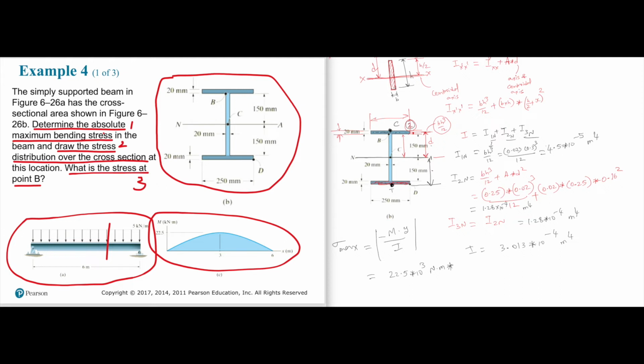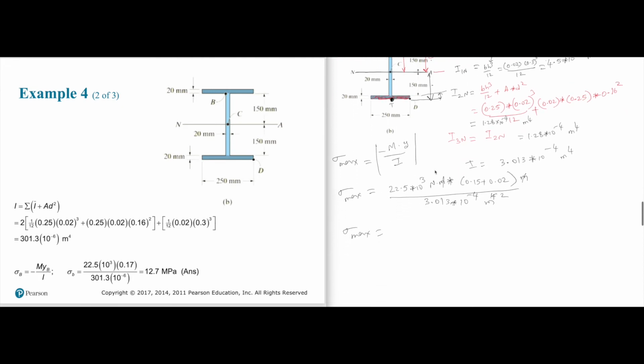So what is this distance? How much is that? Isn't it 0.15 plus 0.02? Isn't it 0.15 plus 0.02, over I, 3.013 times 10 to the power minus 4? This is meter and this is going to be meter. So we should get meter cancelling with meter squared on the bottom. So we have to get the maximum bending stress.